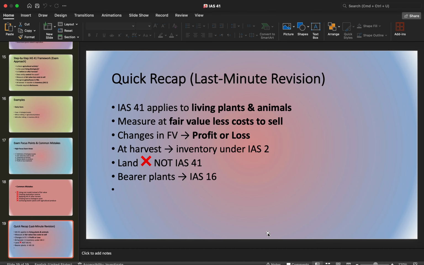A quick recap. IAS 41 applies to living plants and animals. It will always be measured at fair value less cost to sell. Changes in fair value will go to profit or loss statement. At harvest, it will be covered under IAS 41. After the point of harvest, it will be covered under inventory IAS 2. Land will not be covered under IAS 41, and bearer plants should be covered under IAS 16.